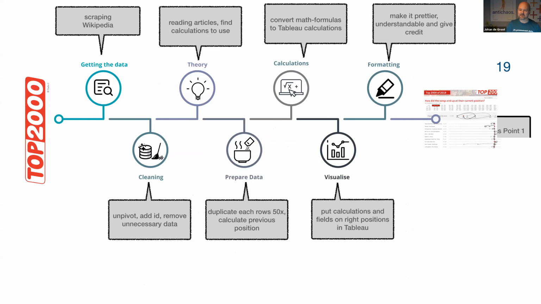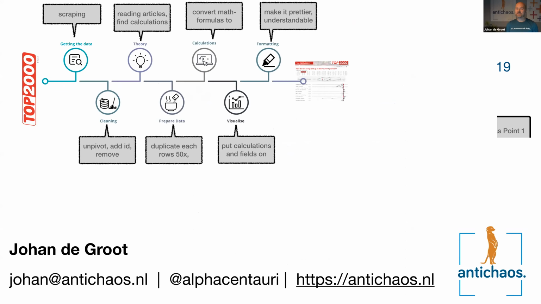These are the steps again. We started with scraping Wikipedia using just a browser and Excel. We cleansed the data, dug up some theory about Bezier curves, prepared the data to add extra t-points. We converted the Bezier formulas into Tableau. We visualized and finally we formatted the data. I know it's a lot of data. If you've got any questions, ask them now or please contact me afterwards.